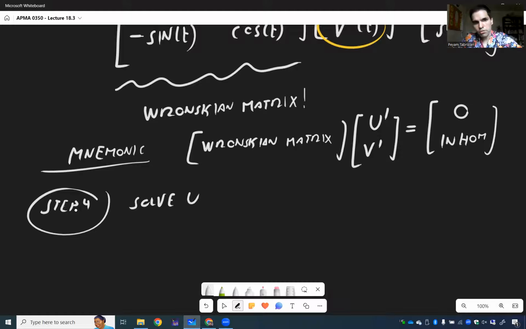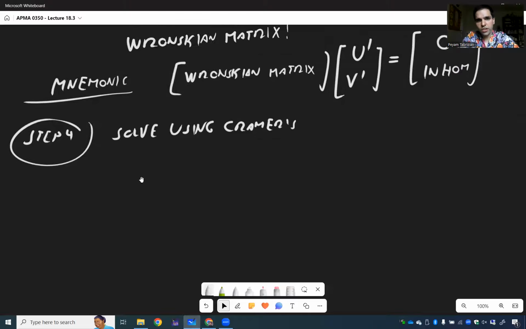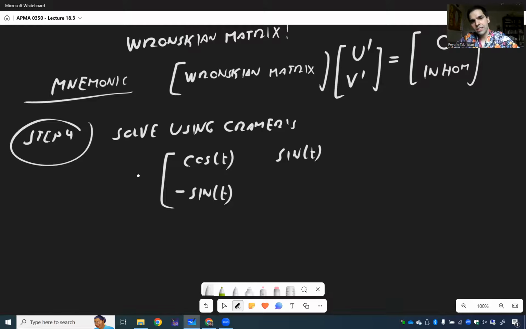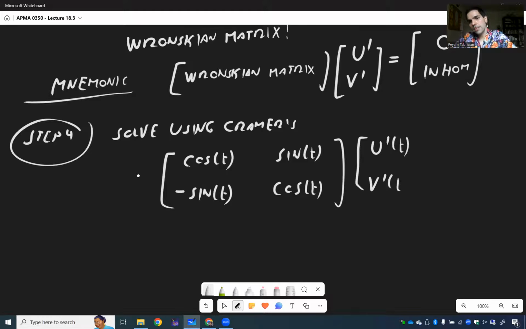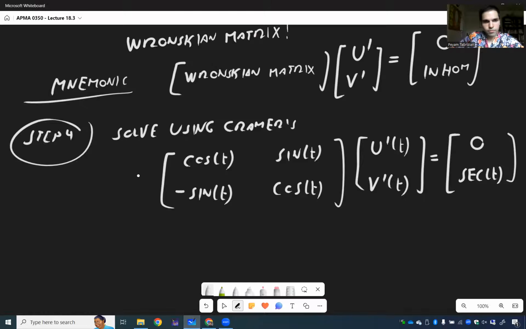Solve using Cramer's. So I want to remind you what our equations are. So it was cosine t, sine of t, minus sine of t, cosine t. So the Wronskian of cosine, sine, u prime t, v prime t equals 0, secant t.